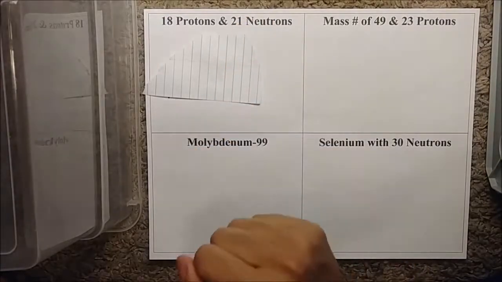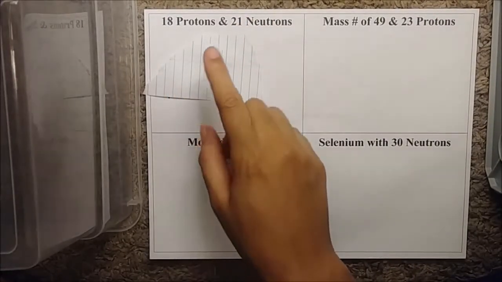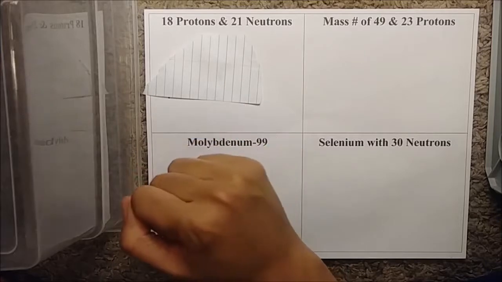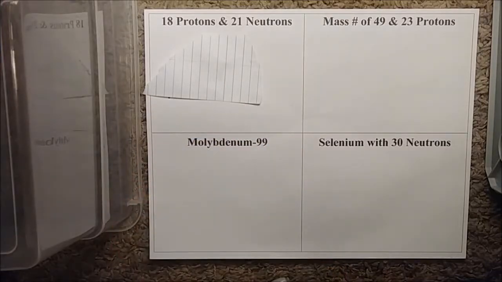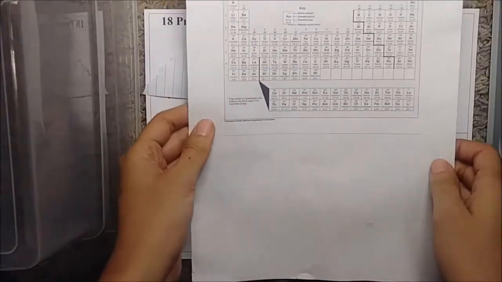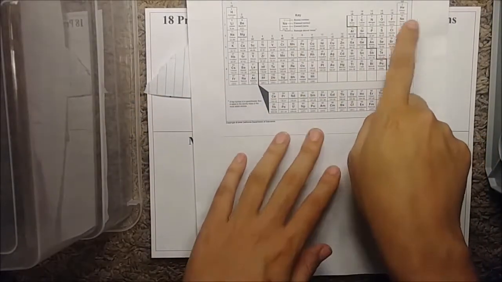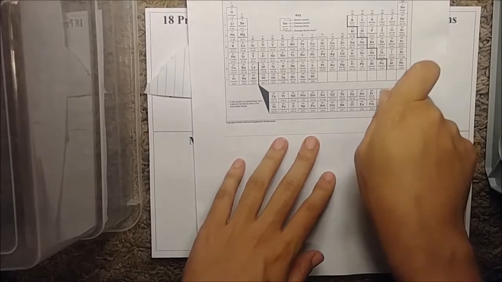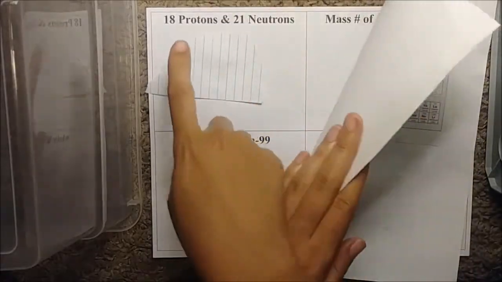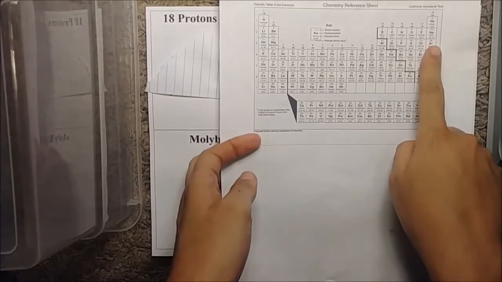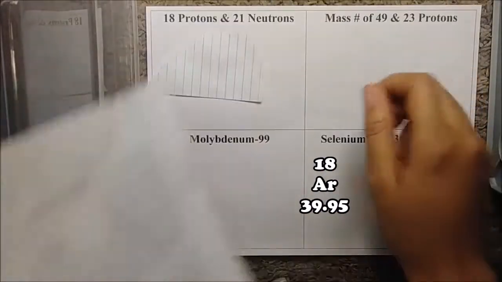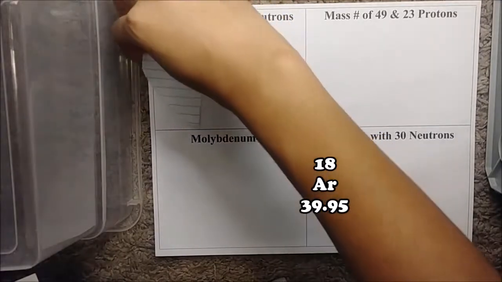So let's start with the first one right here. If I'm given 18 protons and 21 neutrons, I pull out my periodic table and look to see which one of these elements has 18 as the atomic number. Why? Because protons are also the atomic number. So if I look at my periodic table here and I find 18, I'm given argon, which is why I wrote an Ar right here.